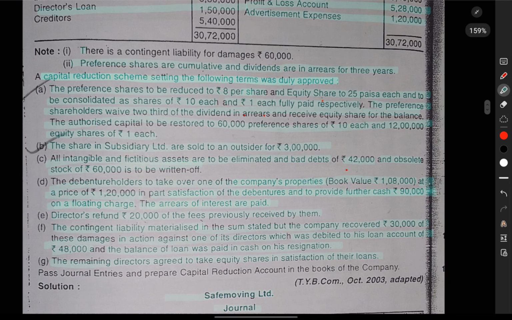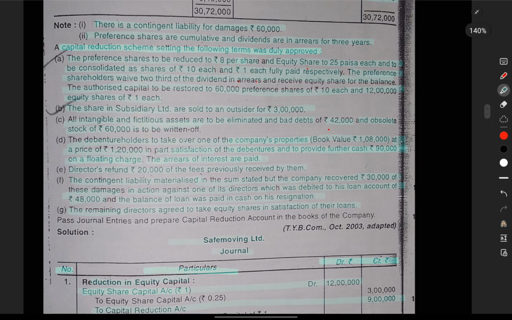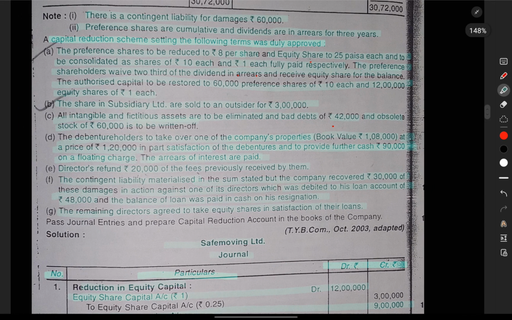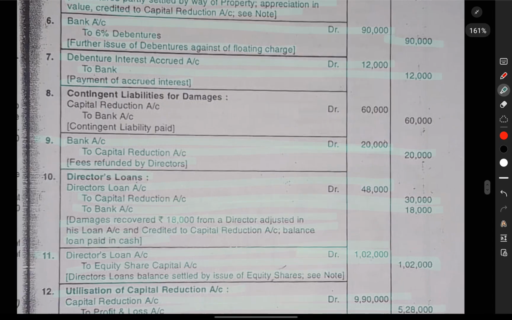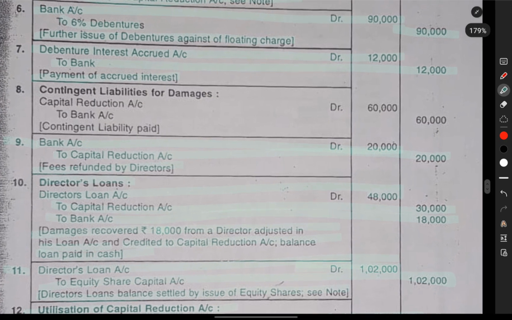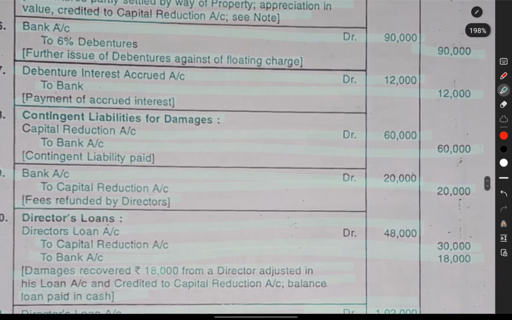And we have to pay the contingent liability for 60,000. So we are paying the liability, so cash will go out. So contingent liability for damages, capital reduction will be debited and cash will be credited. So contingent liability paid 60,000. So our entry will be capital reduction account debit to bank account.